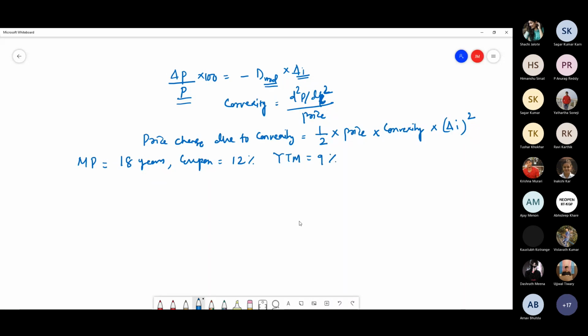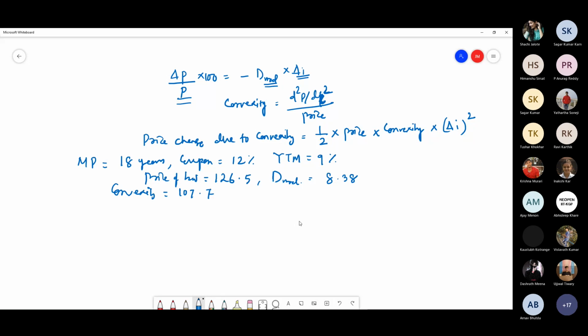I'll give you the price of the bond. Let the price of the bond be, as we have calculated, 126.5. Let the modified duration be 8.38, and the convexity be 107.7.